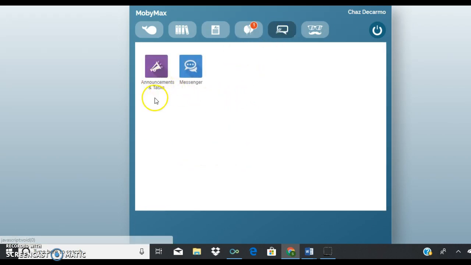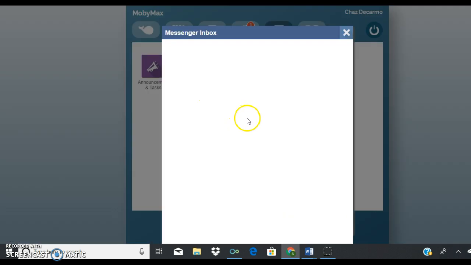This is where the teacher can post announcements and tasks for the students and messages. The student can message the teacher too. They can send a message to the teacher as well as the teacher can send a message to the students.